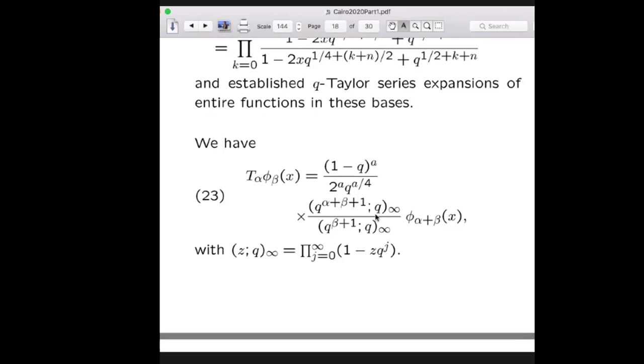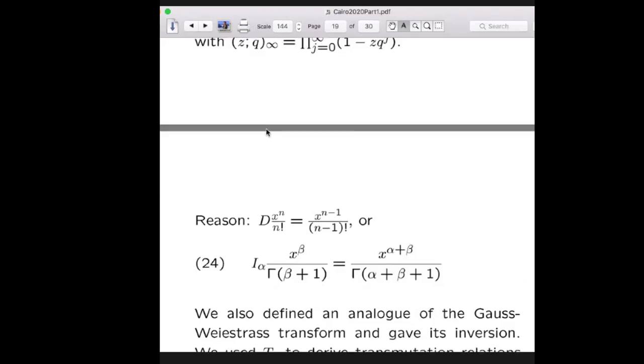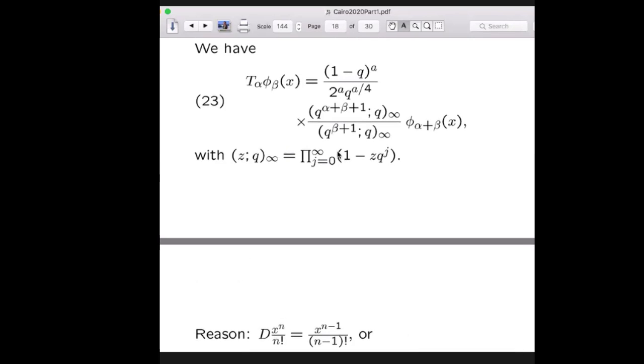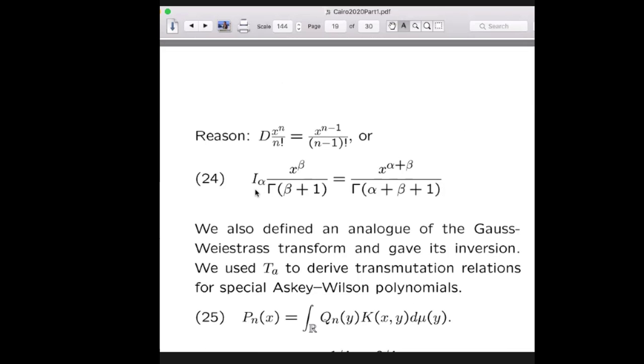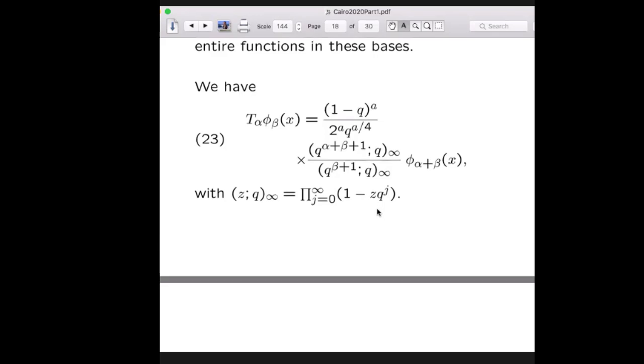So that's what this is. Okay, so these operators also act really like Askey integrals, like inverse integrals of the Askey-Wilson operator. And this formula is the analog of if I calculate the Riemann-Liouville fractional integral on x to the beta plus 1 over gamma beta plus 1, I get x to the alpha plus beta over gamma alpha plus beta plus 1. This is the exact analog of this. So it matches.